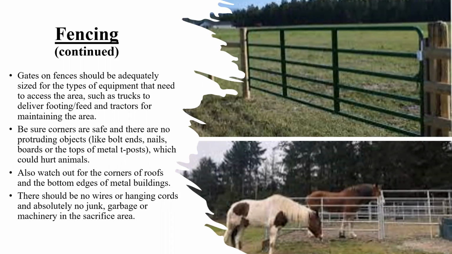Be sure corners are safe and there are no protruding objects like bolt ends, nails, boards, or the tops of metal T-posts, which could hurt animals. Also, watch out for the corners of roofs and the bottom edges of metal buildings. There should be no wires or hanging cords, and absolutely no junk, garbage, or machinery in the sacrifice area.